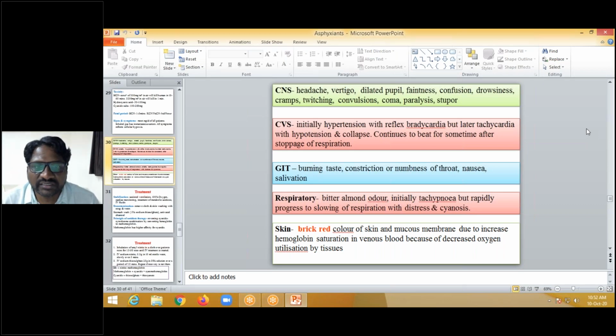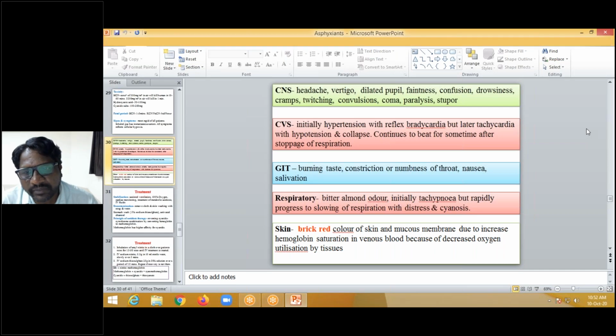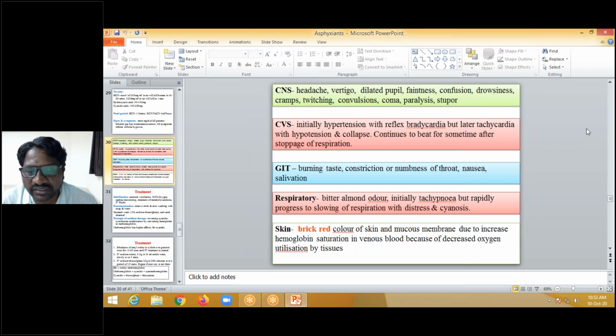Next, respiratory symptoms. The bitter almond odor will be there, and initially tachypnea, but it rapidly progresses to slowing of the respiration with distress and cyanosis. Next, come to the skin. The brick red color of the skin and mucous membrane is due to the increase in the hemoglobin saturation in venous blood because of the decreased oxygen utilization by the tissues.